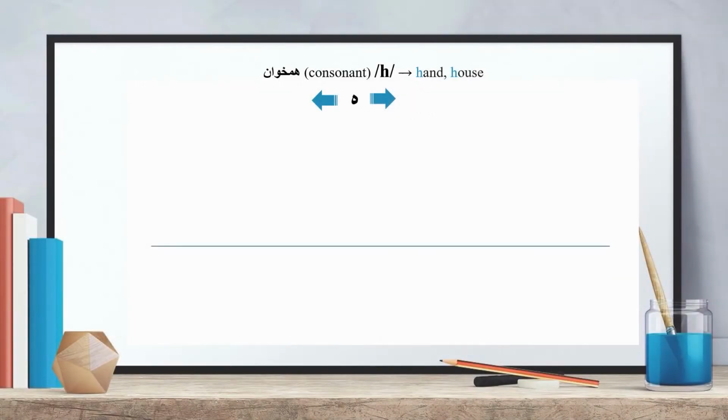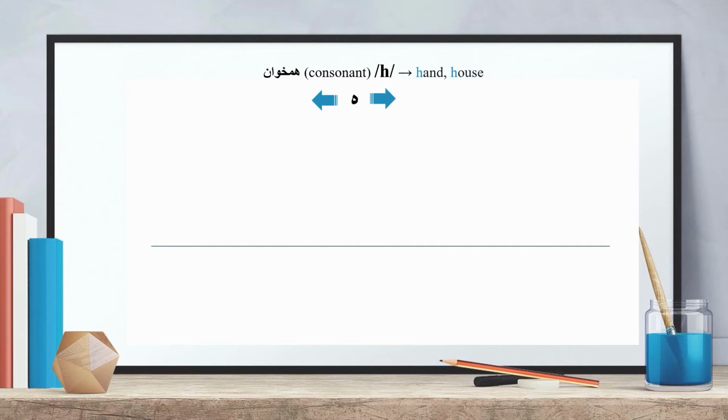Our last consonant for today is he. Repeat after me. He. Like the English words hand or house. It is somehow like the exhale sound when you move the air out of your lungs. He. Writing he is a bit tricky in Farsi because it has 4 different shapes.